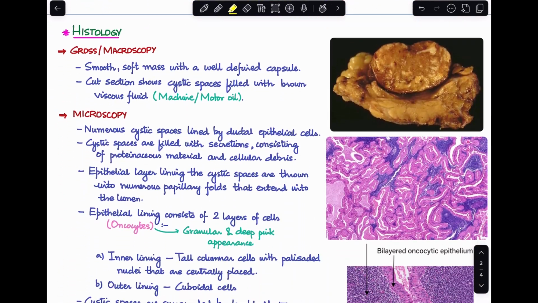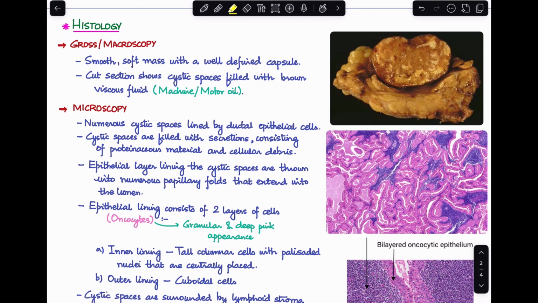Now let's look into the histology of this tumor. So first let's look at the gross or the macroscopy. On gross examination, the tumor will be a smooth, soft mass with a well-defined capsule. Let's look at the image over here. This is Warthin's tumor. This portion is the tumor, and you can see this is the normal salivary gland tissue. We can see distinctly that there is a well-formed capsule around it.